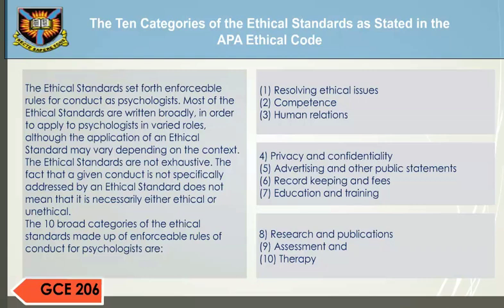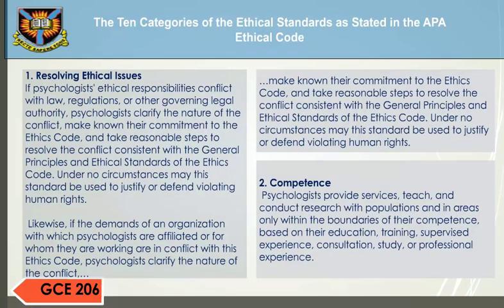The 10 broad categories of the ethical standards, made up of enforceable rules of conduct for psychologists, are: 1. Resolving ethical issues. 2. Competence. 3. Human relations. 4. Privacy and confidentiality. 5. Advertising and other public statements. 6. Record keeping and fees. 7. Education and training. 8. Research and publication. 9. Assessment. And 10. Therapy.